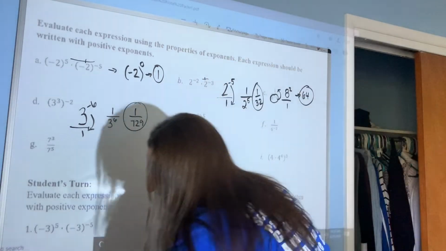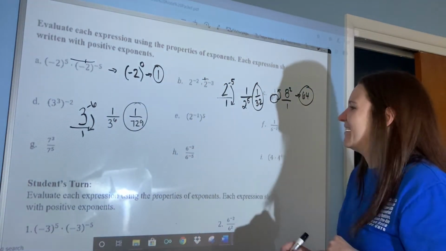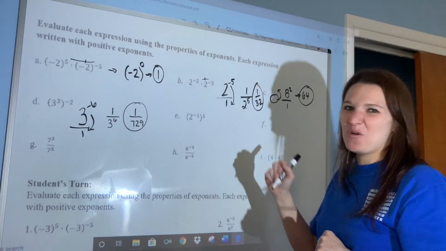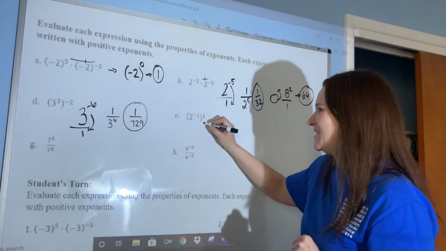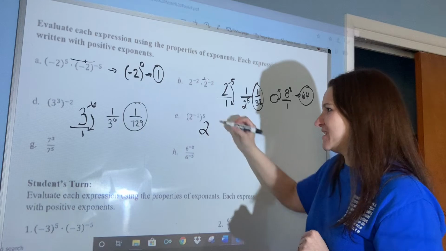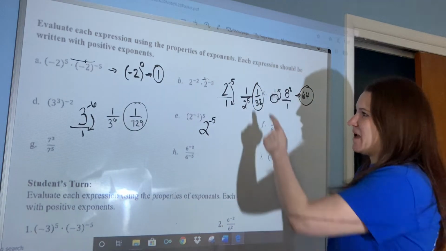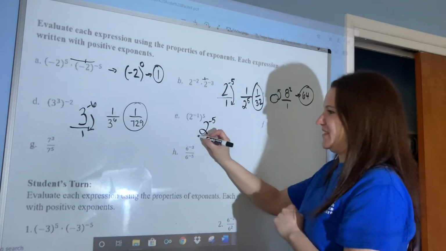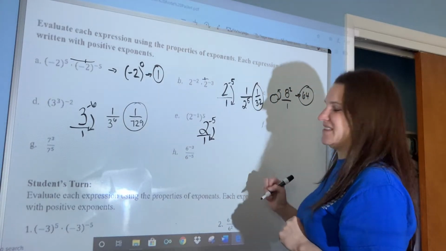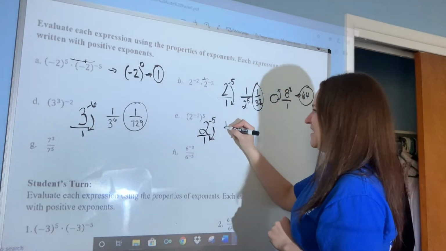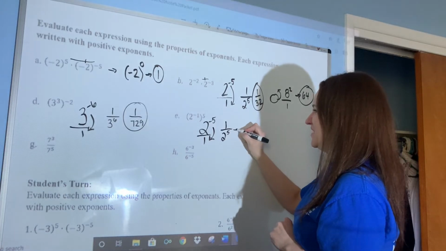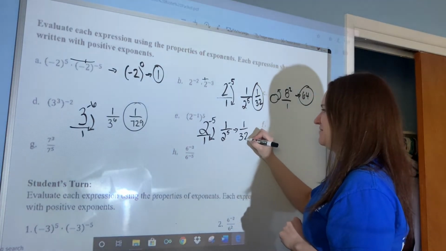Let's look at this next guy. All right, power to a power, we multiply, keeping your base exactly the same. So there's your base. Negative 1 times 5 gives me negative 5. And just like that guy, we're going to do the same thing. Throw it over 1, send it to the denominator, giving us 1 over 2 to the 5th, which is 1/32.